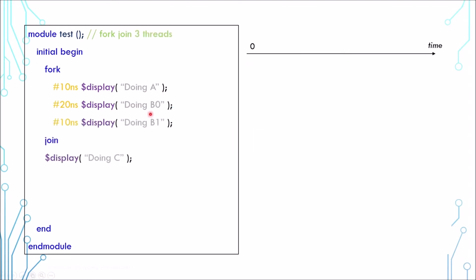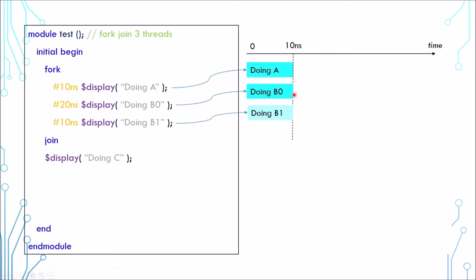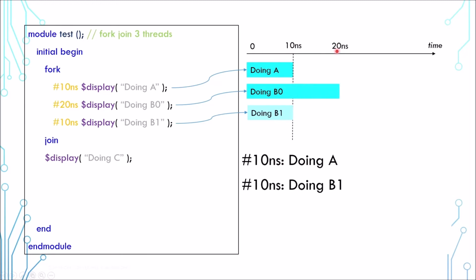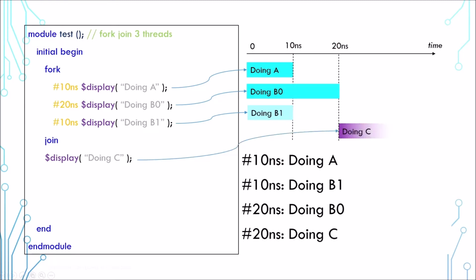This is the same code as before with an extra thread. A, B0 and B1 start at time 0. At 10 nanoseconds, A and B1 finish. At 20 nanoseconds, B0 finishes. And C begins to execute after that.